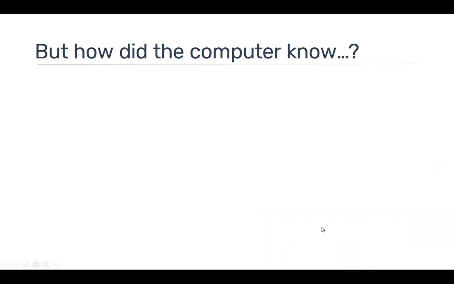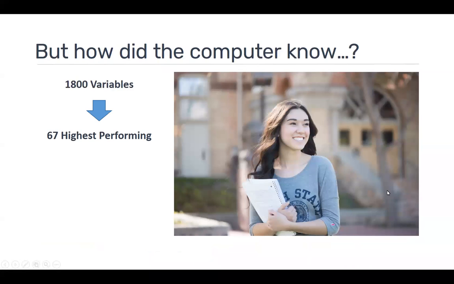So the question is, how did the computer know? Well, here's how that system works. It starts with 1,800 variables, and then it looks through all that student data and finds patterns, the 67 variables that are the highest performing predictors of student well-being from term to term. And then it selects the 10 or 15, 20 that are actionable, and that surfaces those to us.